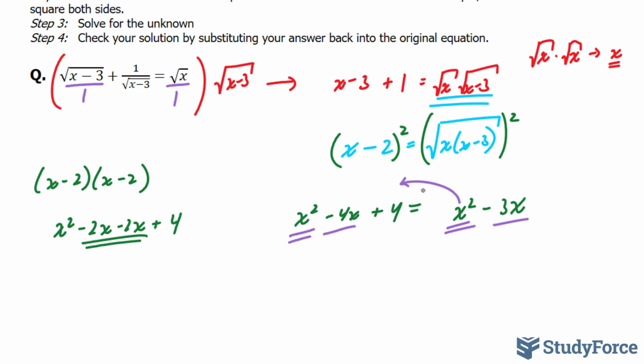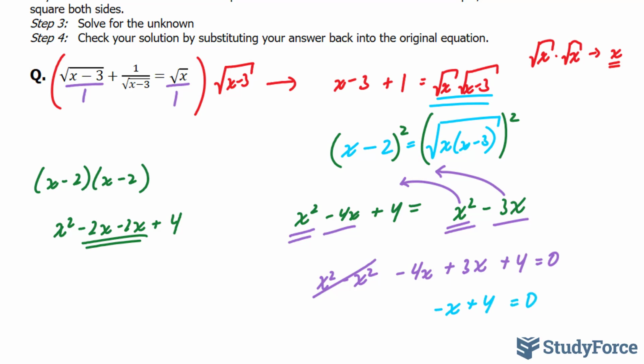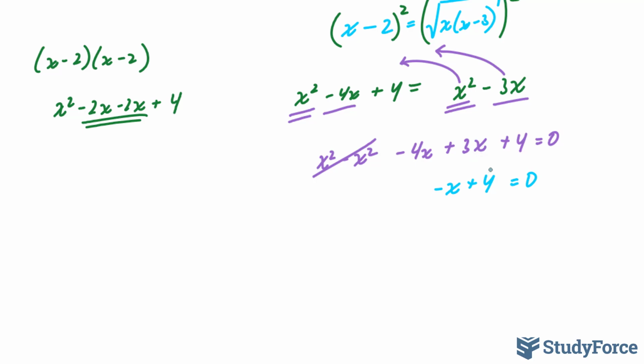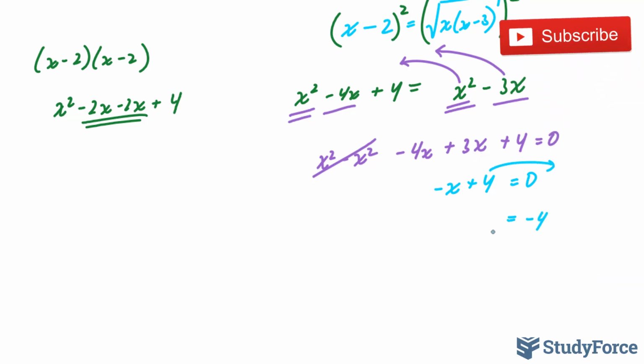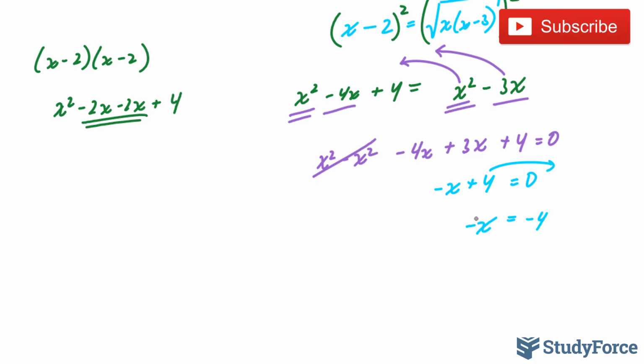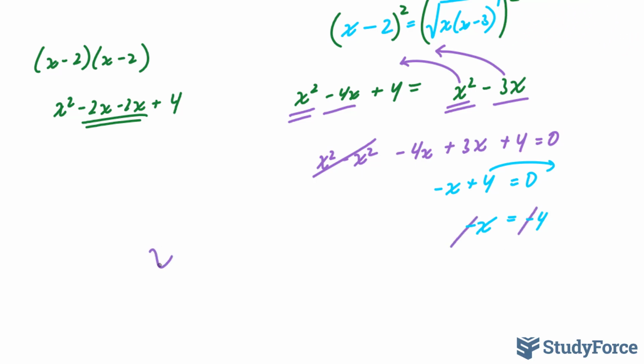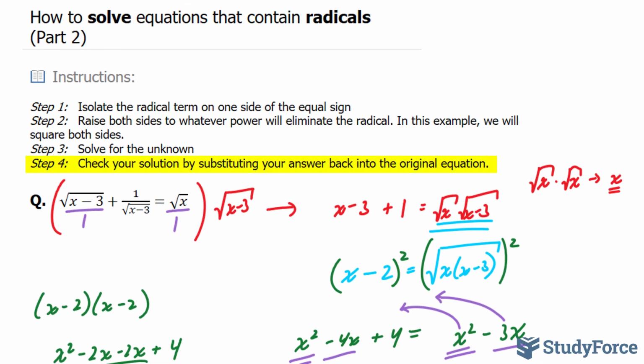So I'm going to bring all of my terms to one side. X squared minus x squared, that becomes 0. Negative 4x plus 3x, notice that this was negative, it's now positive, plus 4 is equal to 0. Combining these two terms, I end up with negative x plus 4 is equal to 0. One more step. Bring this 4 over, becomes negative 4. And you have a negative on both sides, they cancel out, and you're simply left with x is equal to 4. And you can check your answer by plugging it back in to your equation.